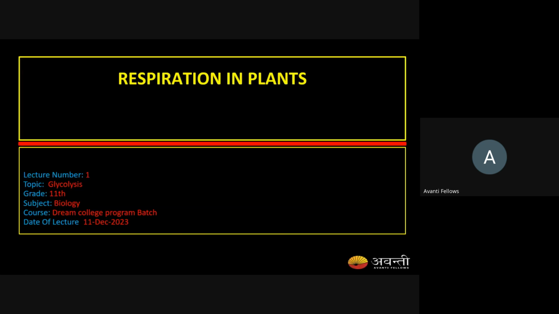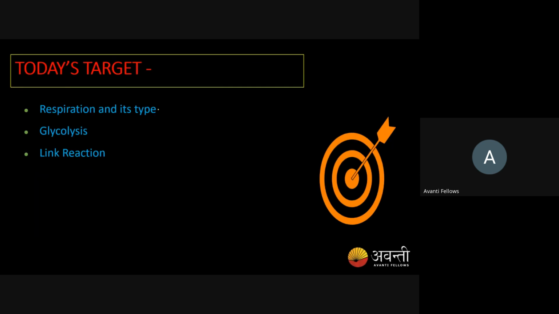As we all know, this is our first lecture. In the first lecture, we will start with our new topic, glycolysis. Firstly, we will start with respiration and its types, and then glycolysis, and then the link reaction.